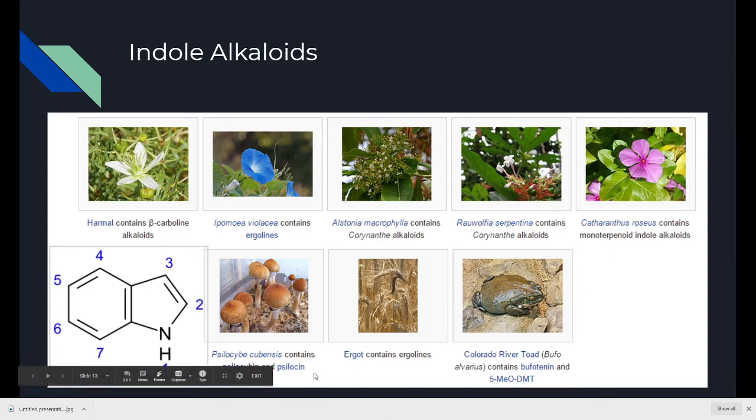But then we have also down here some non-plants. So we have Psilocybe cubensis, which contains psilocybin and psilocin. We'll talk about that chemistry going into this section. And then we have ergot. And if you don't know what ergot is, it's a type of mold. And this is where they synthesized LSD from the ergolines.